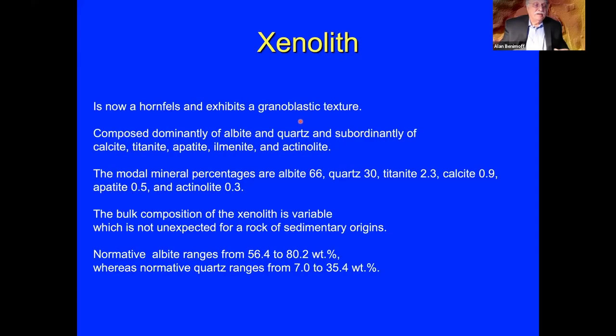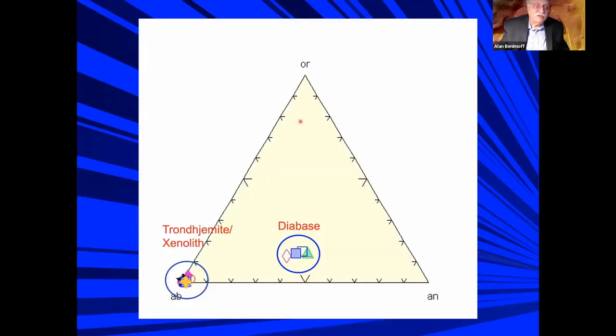And anyway, we look at the foreign rock body here. It's a hornfels that exhibits a granoblastic type of texture composed dominantly of albite and quartz, and subordinately of calcite, titanite, apatite, ilmenite, and actinolite, and so forth. So we have the three contiguous rocks.